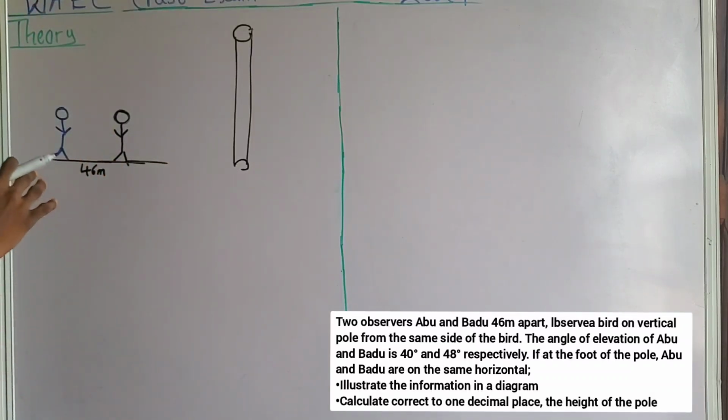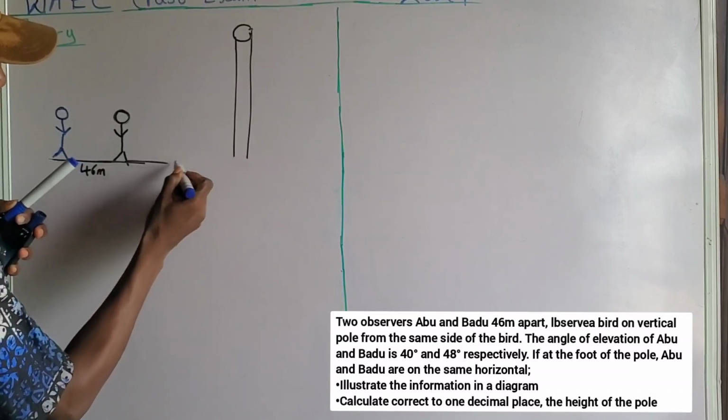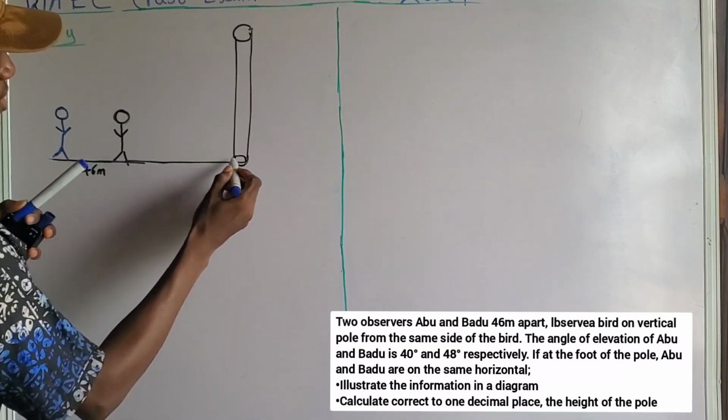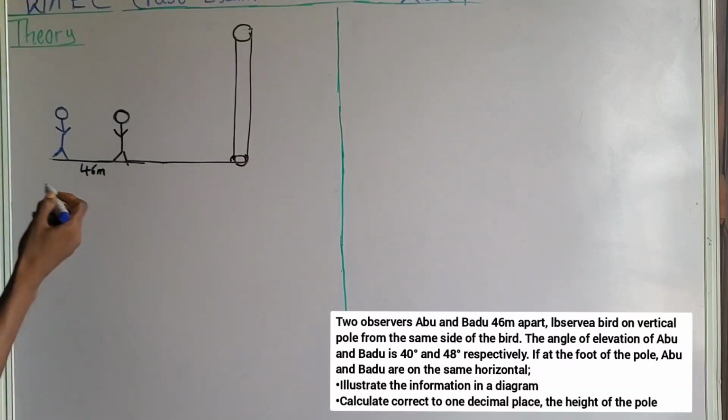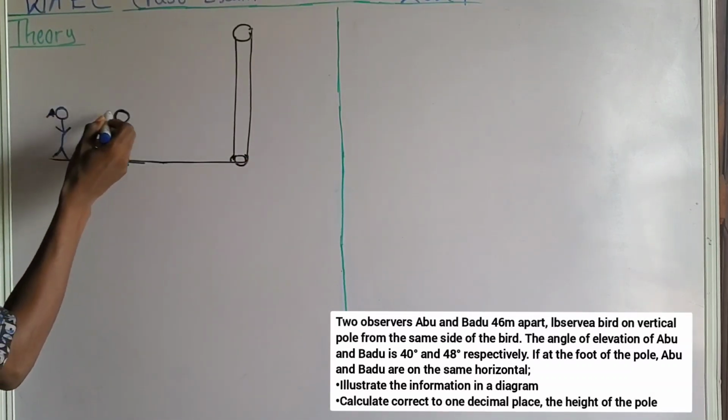The reason why I'm illustrating this is because I want you to understand, okay? So this question is coming from a topic known as angle of elevation and depression. You understand? So I'm just trying to illustrate it so as to help you to understand, okay? Now, this is the horizontal line. Now, this is Abu, and this is Badu.